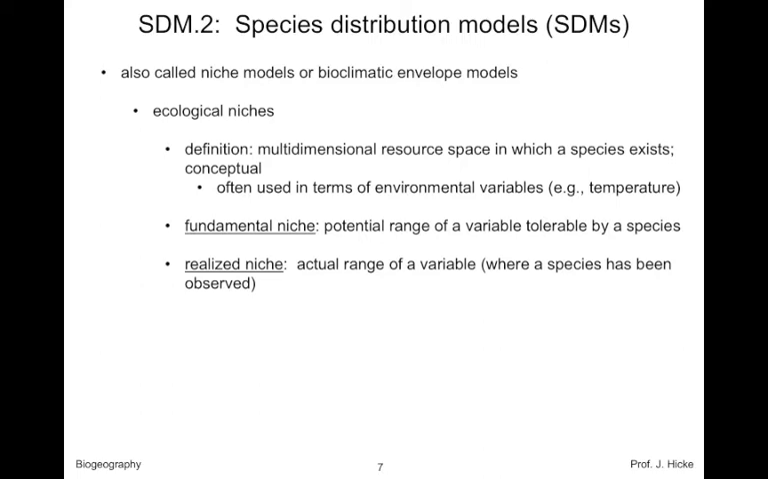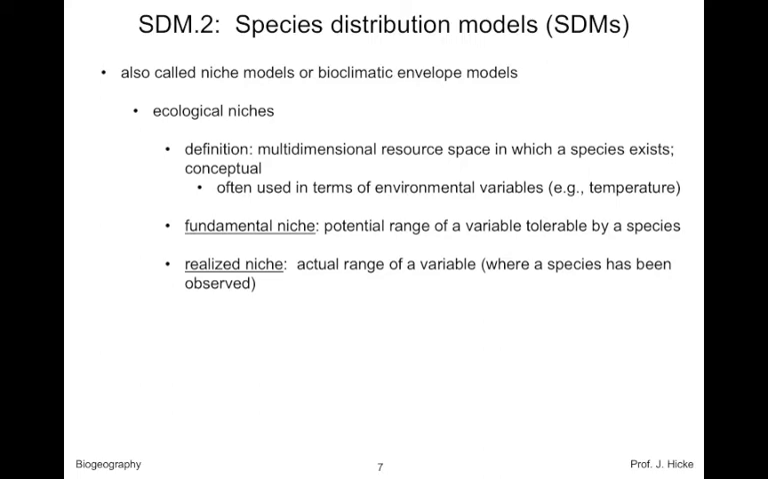So what is meant by ecological niche? A niche is a multidimensional resource space in which a species exists. So that's conceptual, and it's often used in terms of an environmental variable such as temperature. So I mentioned this giraffe example, a made-up example. Maybe giraffes experience the temperature niche of 50 to 80 degrees Fahrenheit, but can't exist outside that. So that would be the range or the niche of giraffes relative to temperature.